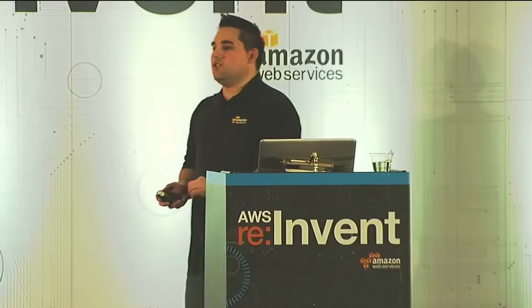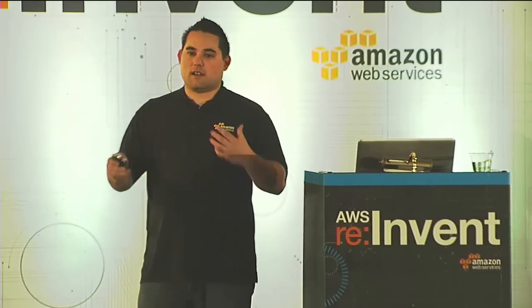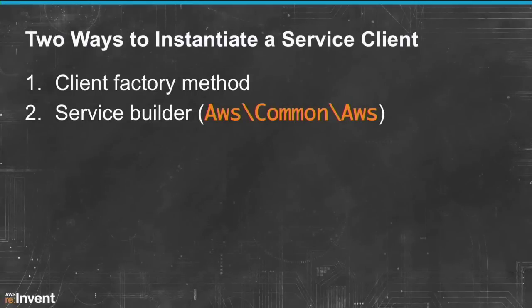Now there's actually two ways to instantiate the client object. So in this case, we're going to create an S3 client object to use the S3 service. There's the client factory method and another thing that we call the service builder. I'm going to show you an example of using both of these methods.